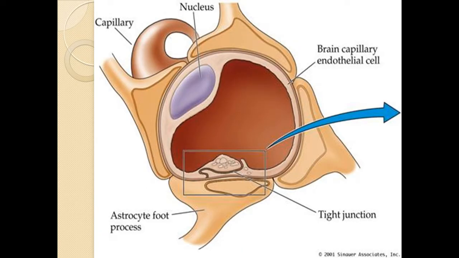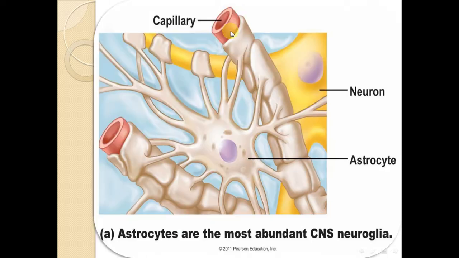Another picture more closely illustrating the structure: the endothelial cells and the tight junctions connecting them, and the end-foot processes of the astrocyte. This is the astrocyte more closely illustrated. The astrocyte has foot processes. These are the projections. These projections attach to the microvessel and thus form the blood-brain barrier.